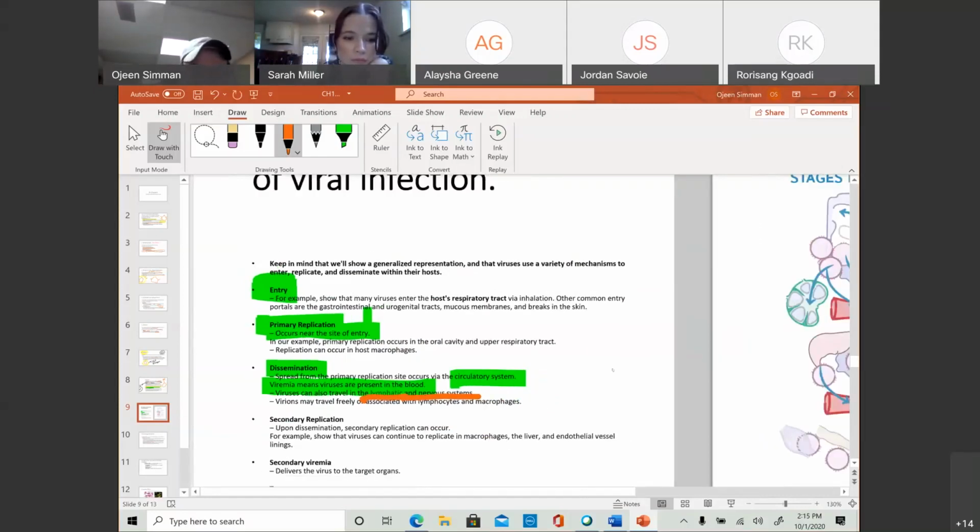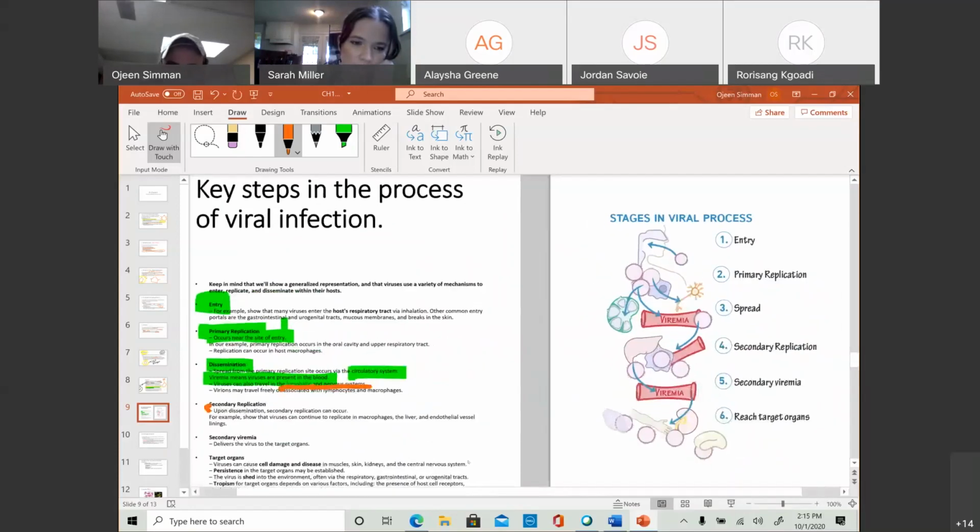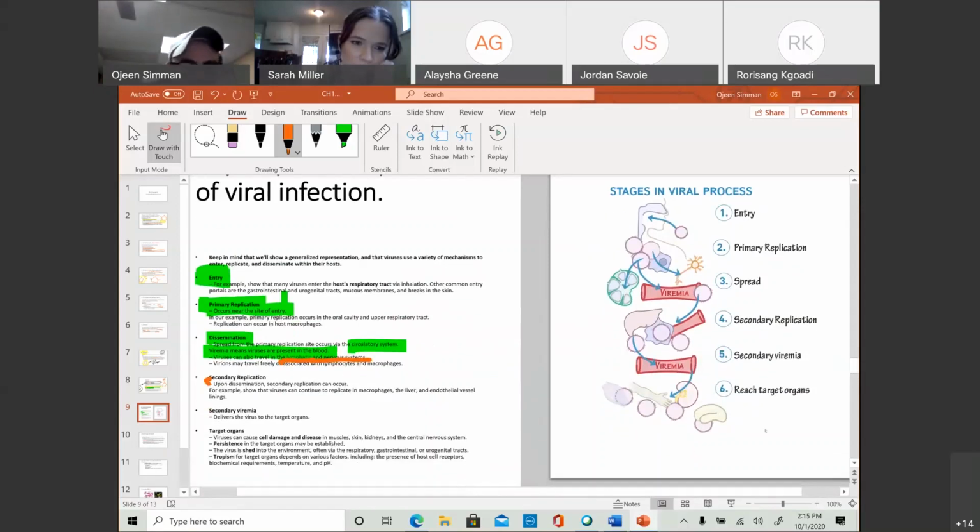Secondary replication. Upon dissemination, secondary replication can also occur, which means that secondary viremia can also occur. Target organs. This refers to tissue tropism, which organ a specific virus has affinity for. The virus is shed into the environment.